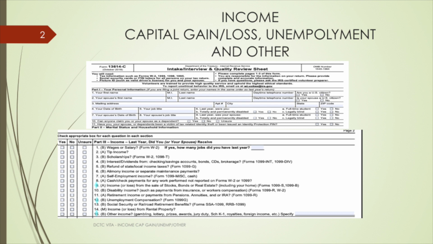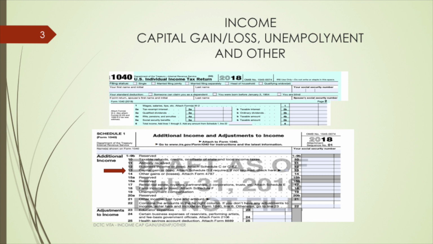And then finally, line 15, other income, which is all other income not exempt by the law, but does not have its own dedicated line on the Form 1040. Now, let's take a look at our 1040. Line 6 is where the Schedule 1, additional income and adjustments to income schedule, goes. Line 13 is the capital gains and losses. That's where we'll be focusing. Once again, this slide is a draft version. The final was not available at the time of creation.